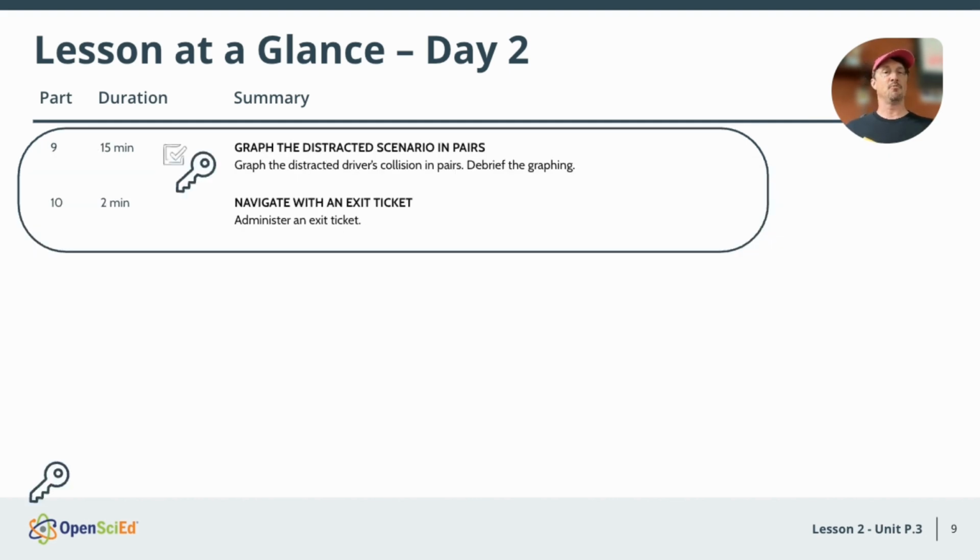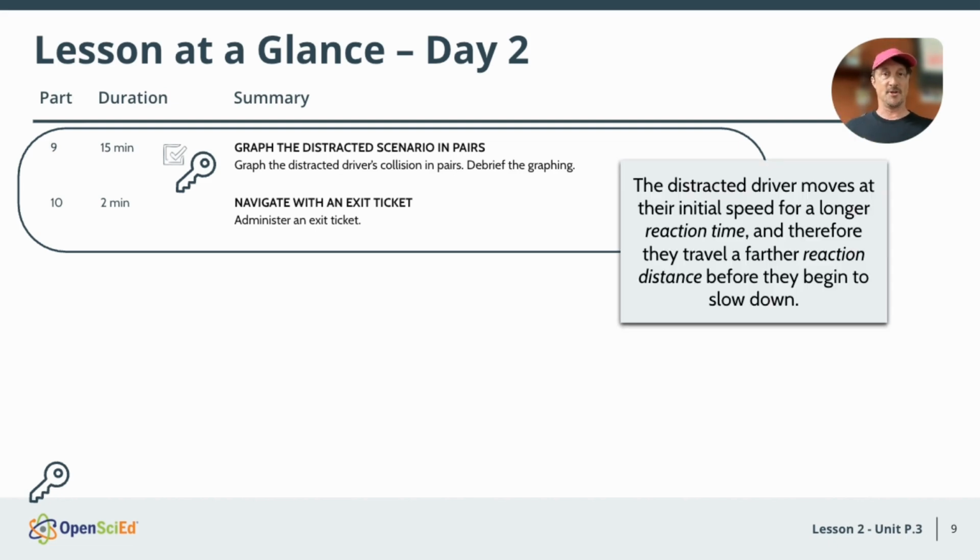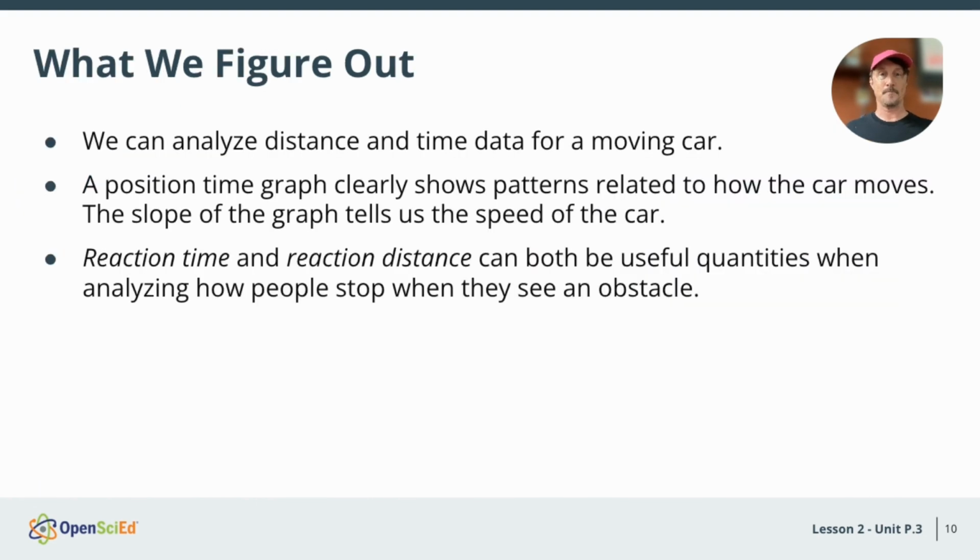In this third section, we track this time data for the distracted driver, and we make a position time graph with a partner or individually for that distracted driver. So we figure out that the distracted driver moves at their initial speed for longer. We define this idea of reaction time, and therefore they have traveled a farther reaction distance before they begin to slow down. We see those in the graph.